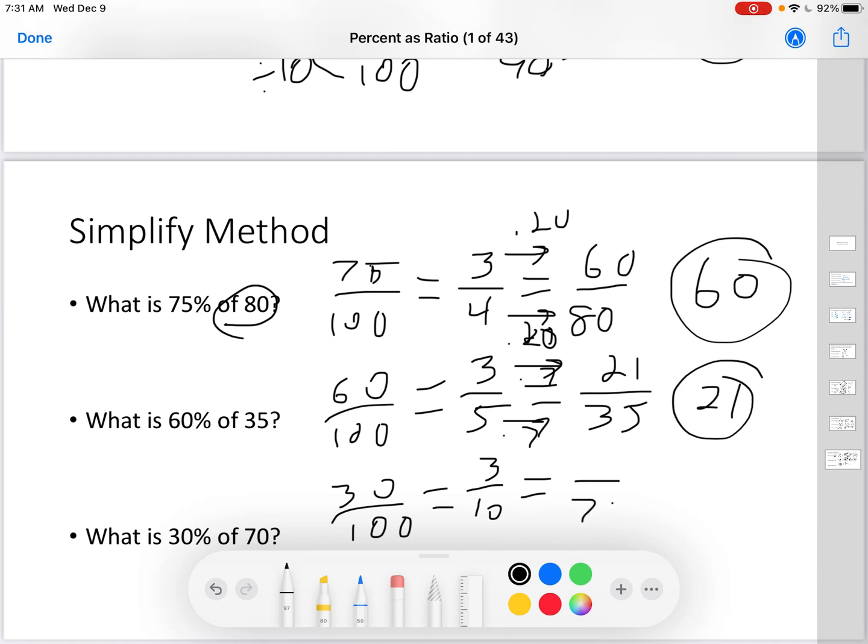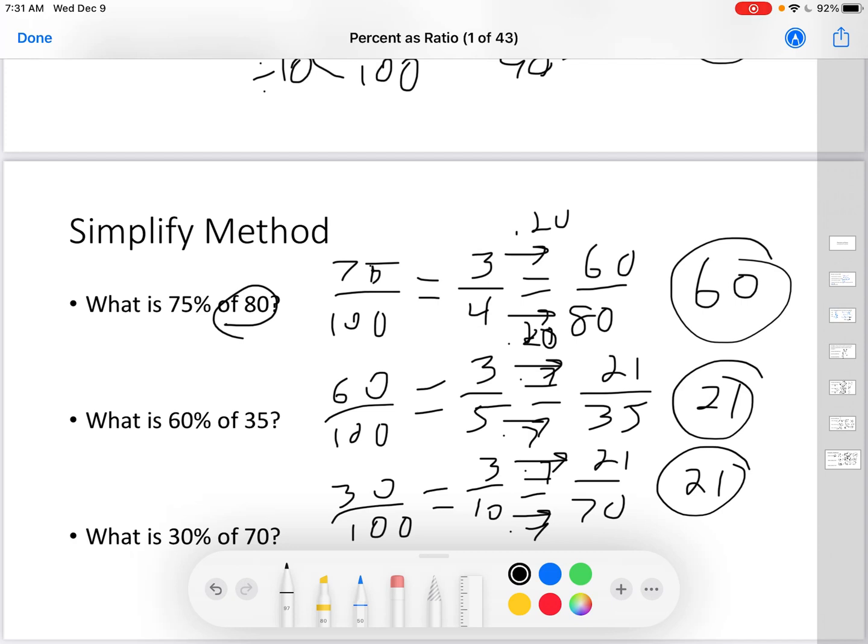And this is out of 70. This is times 7. 3 times 7 is 21. And that answer is also 21. Which kind of makes sense if you want to look at it carefully.